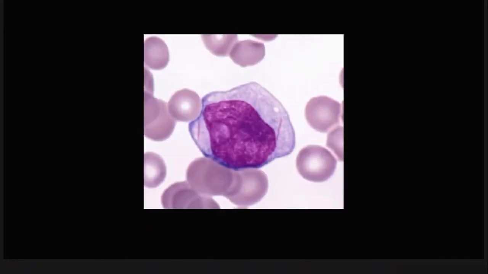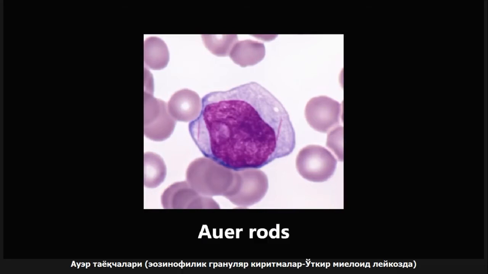This next one is also pretty well known universally. It always comes up though. And this is an example of Auer rods. You see them right here. These nice rods on the periphery of the cell. And these are azurophilic granular material that is seen in AML.